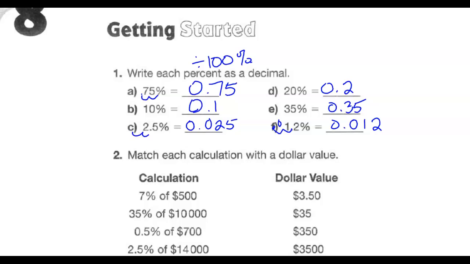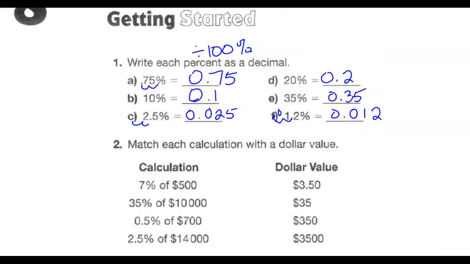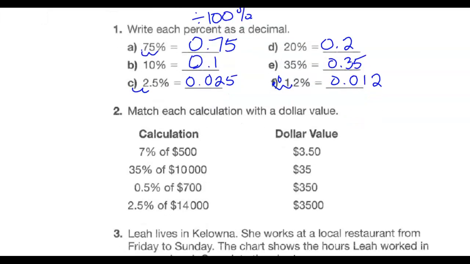So match each calculation with the dollar value. So some you might be able to do in your head. Notice how they all have 35 or some version of that. So if you think about multiplying 7 by 500, you get 3,500, but 7% means you've got to divide that by 100. So it moves the decimal over, so it's $35. Okay, but if you're not sure, then get out your calculator.